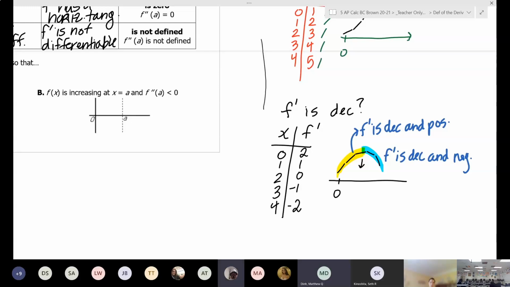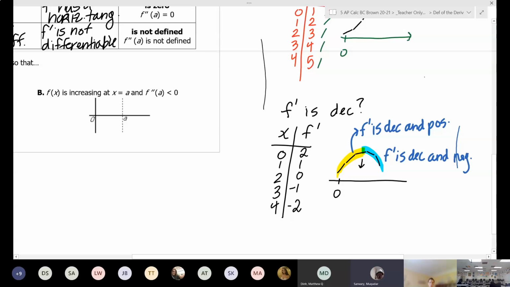So the L shape would be increasing but negative? Say it one more time. So the L shape would be increasing but negative? Where am I looking at? Sorry, the concave up. I think that's what he means. Yeah, I'm confused. The L-shaped graph. Oh, the L-shaped one. Okay. Yeah, thank you for that one.